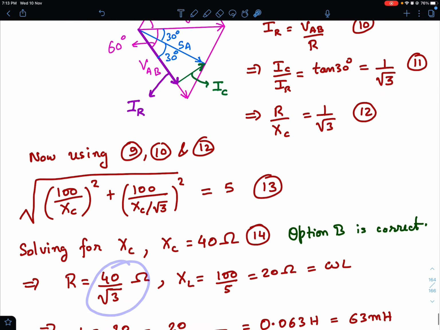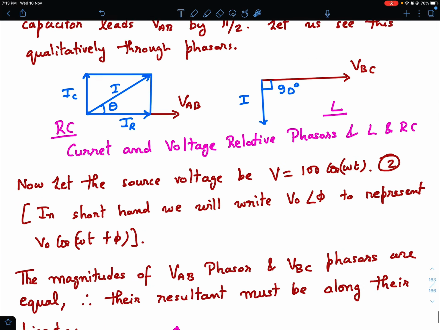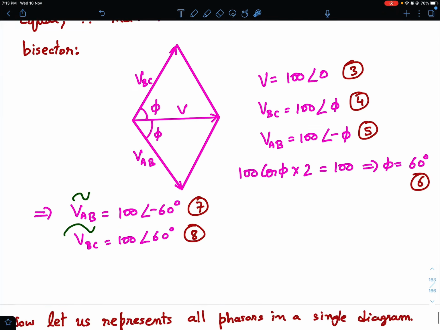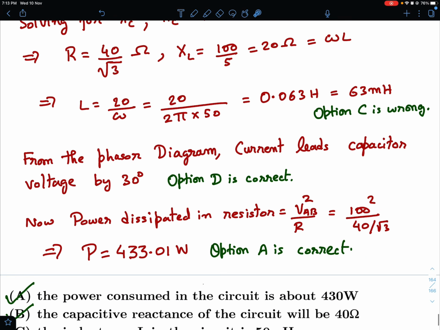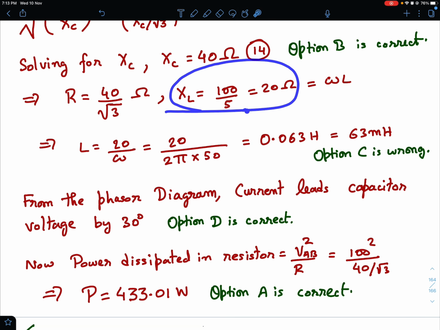And XL was very simple, it is not asked, but if we had to find XL, it would be simply the voltage here with the circuit. So the voltage here is 100 volt and the current is 5 ampere, so XL directly you can say is 20 ohms, 100 by 5, which is also equal to omega L.